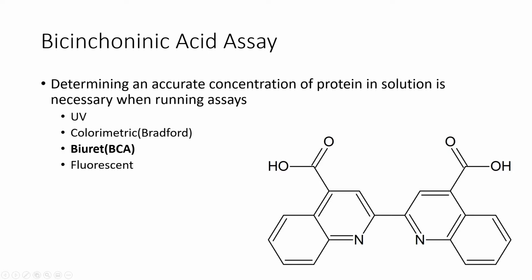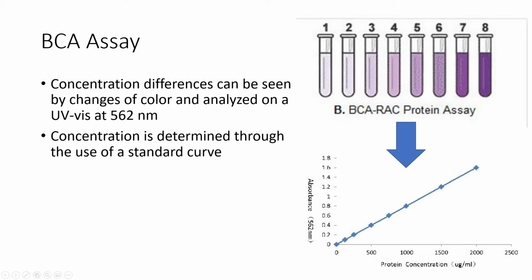It's a fairly large molecule, and what's most important about it are these two nitrogen groups. So like I said, the BCA assay is used to test protein concentrations based off of changes in color. We can see differences in concentrations when we analyze the colors using the UV vis at a wavelength of 562. And we basically set up some kind of standard curve, usually with some known protein like BSA, bovine serum albumin, and then compare this to our experimental, which would be beta-gal.